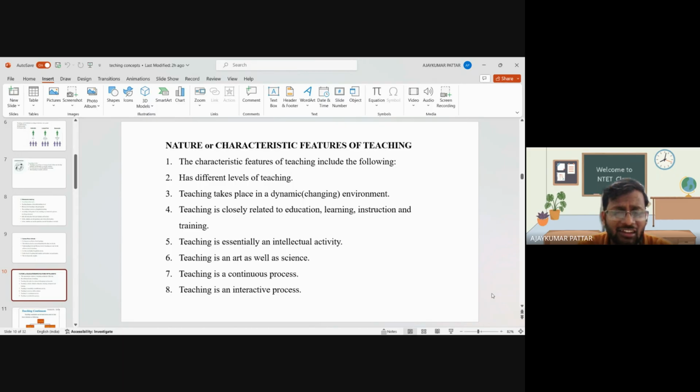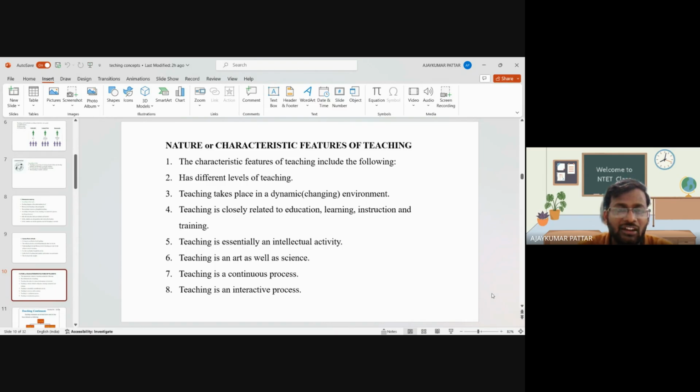Lifelong we will learn something, we will teach something to others in one way or another. It is not that teaching always happens in classrooms. In day-to-day life, we learn something from others. In that sense, teaching is a continuous, lifelong process. There is no limitation. Teaching is an interactive process. In teaching, interaction happens. Without interaction, teaching will not happen. These are the characteristic features of teaching.